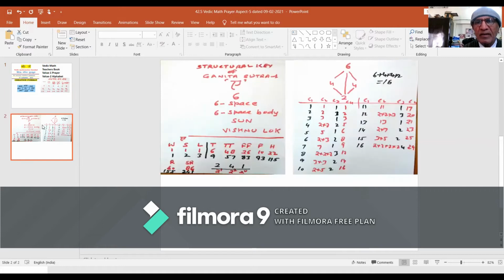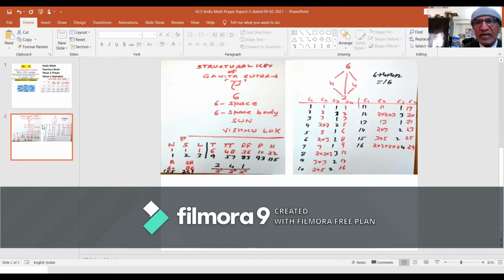Ekadhiken Purve is the first Ganita Sutra. It is the Source Sutra. Being a Source Sutra, it reserves structural keys for unfolding mathematical domains of each and every Ganita Sutra as well as Ganita Sutra.